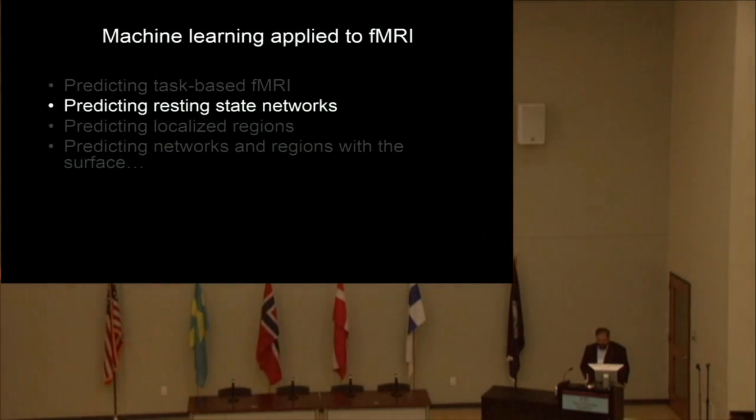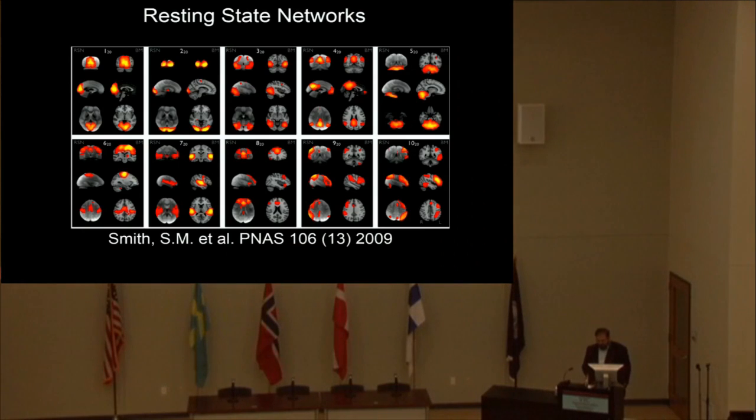Okay, so what happens when we take away that task that we have people do in the scanner and we just let them rest in the scanner and do what they do? Well, unfortunately, this has been dubbed resting state experiments by the field, even though everyone acknowledges that the brain is not at rest. But these networks are important because they've been replicated very broadly across labs worldwide. And so there are a number of groups that have replicated resting state patterns such as these.